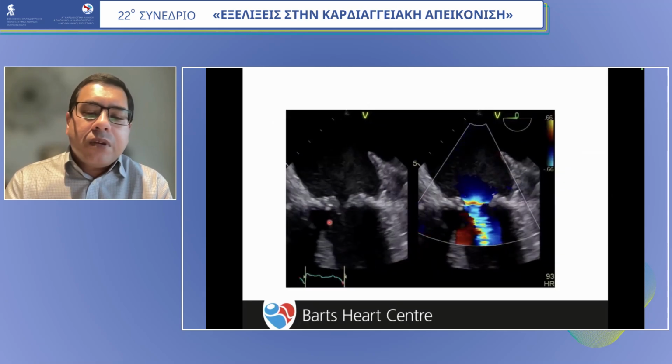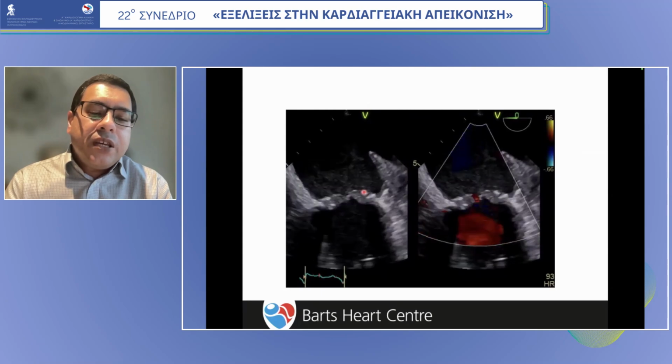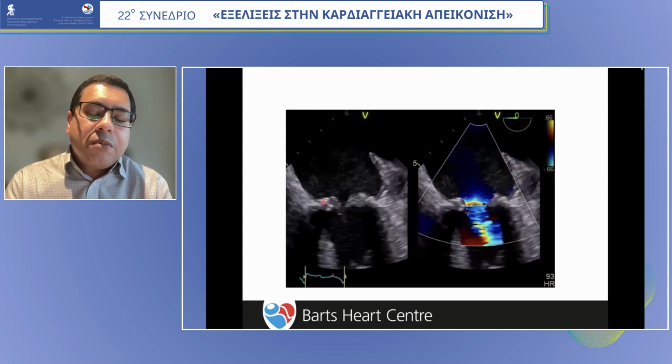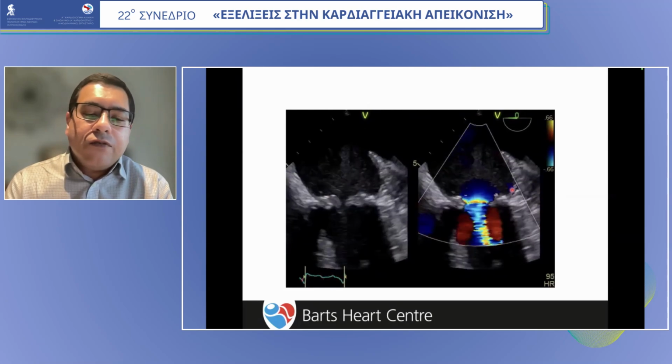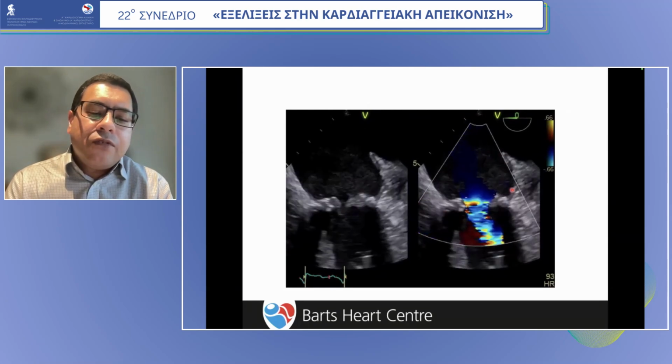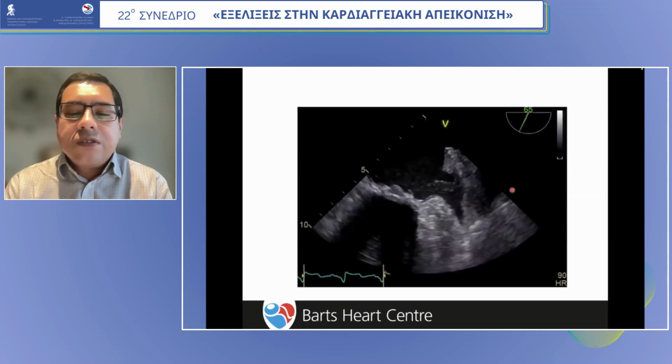We do a TOE, and here you can see thrombus has appeared just between the valve struts and the valve leaflets, on both sides, and that's causing obstruction to the valve. So this is bioprosthetic valve thrombosis. And they also have a little bit of clot in the left atrial appendage.